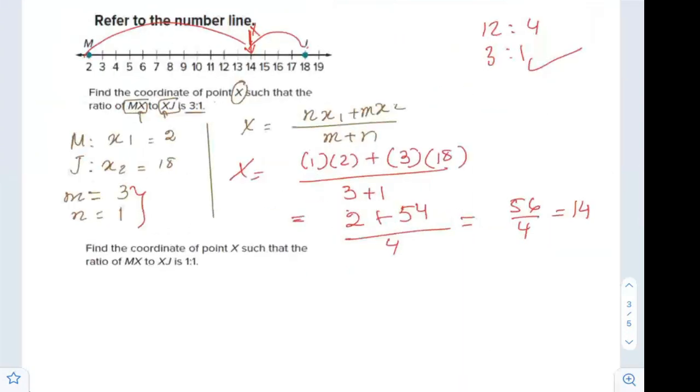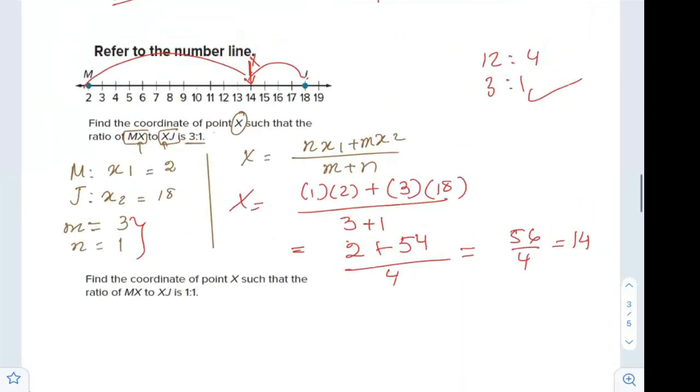Now find the coordinate of point x that has the ratio mx to xj is 1 to 1. If you know that 1 to 1 means this distance will be the same as this distance. So mentally you can find it as a midpoint, like the middle point.